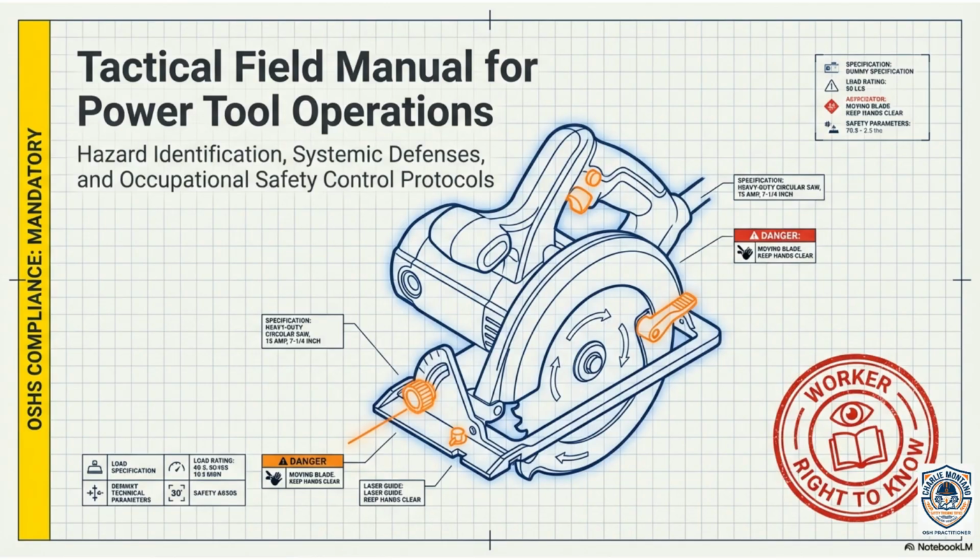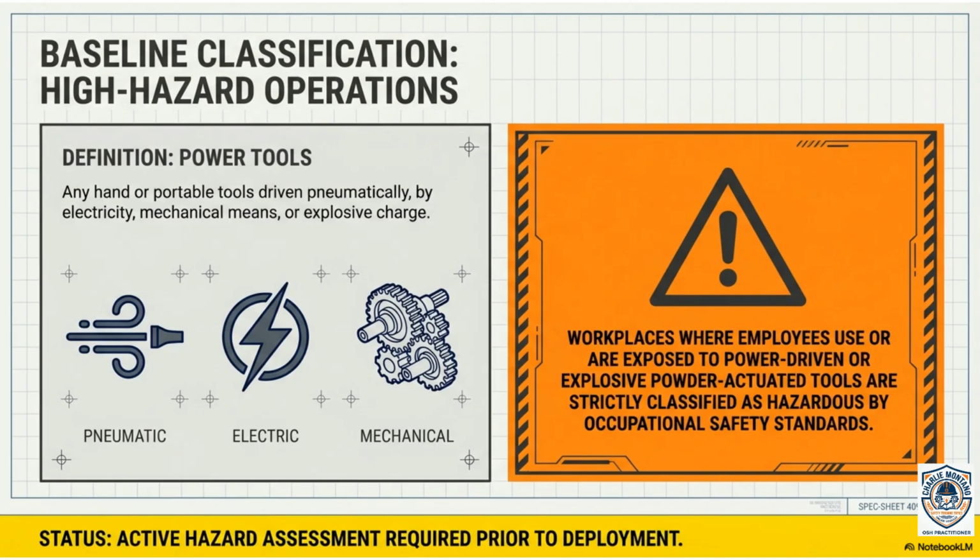This is your tactical field manual for power tool operations, focusing on hazard identification, systemic defenses, and occupational safety control protocols. OSHS compliance is mandatory. High hazard operations involve power tools, which are any hand or portable tools driven pneumatically, by electricity, mechanical means, or an explosive charge. Workplaces using these are strictly classified as hazardous. Active hazard assessment is required before deployment.